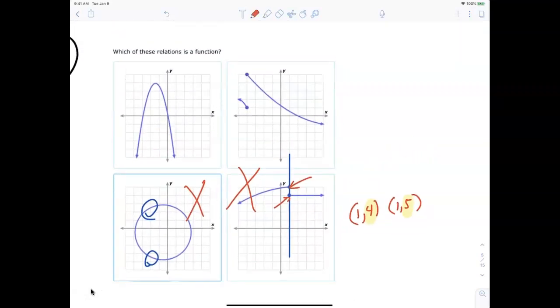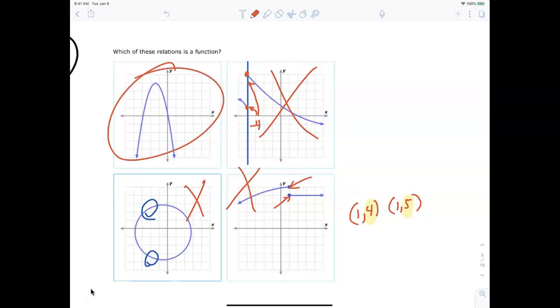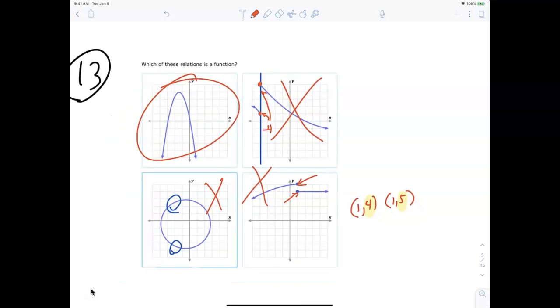Now let's grab the vertical line again, and let's talk about this one up here. Function, function, function, function, function, all the way till we get to this point right here. Notice that this point at -4 has 2 y values. Because it has 2 y values, not a function. It only has to happen at one spot in order for it not to be a function. So that is our function. All the points pass the vertical line test.